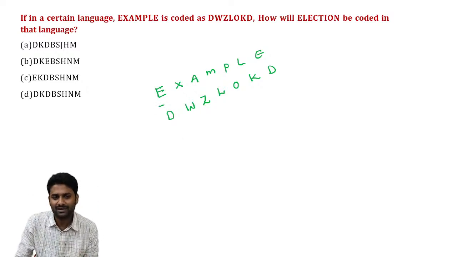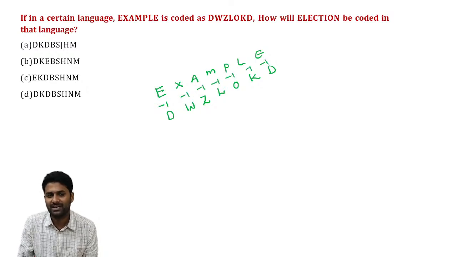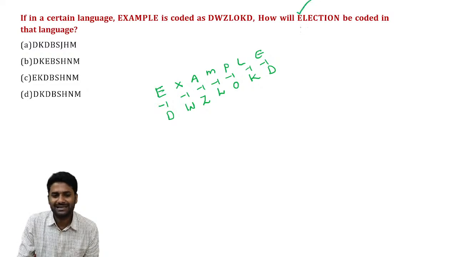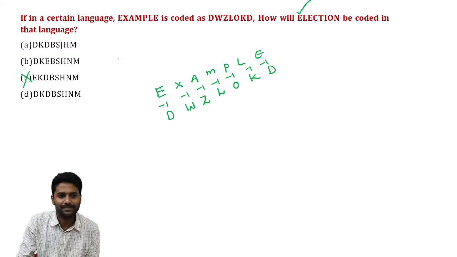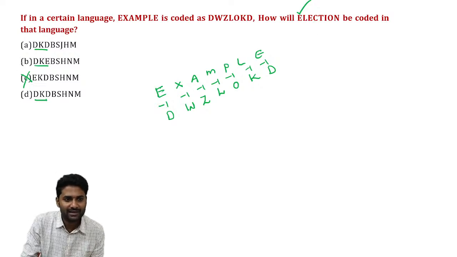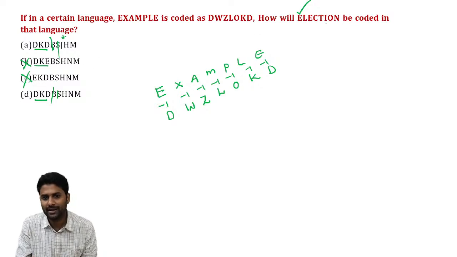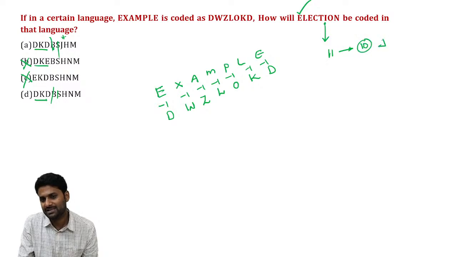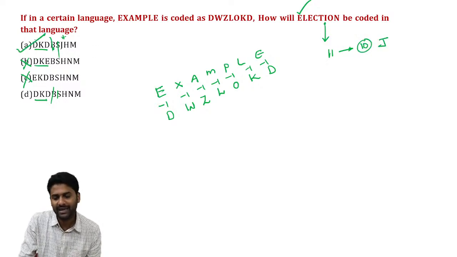As you are aware, every letter is represented by the previous one: minus one, minus one, minus one. E's previous letter is D, so eliminate C. Next, DKD, DKE, DKD. We require D, so B is eliminated. Next, B is the same, BB same, SS same, and you can verify J or H. As you know, I is the 11th letter, and we require the previous one, the 10th. The 10th letter is J. So A is the correct answer.